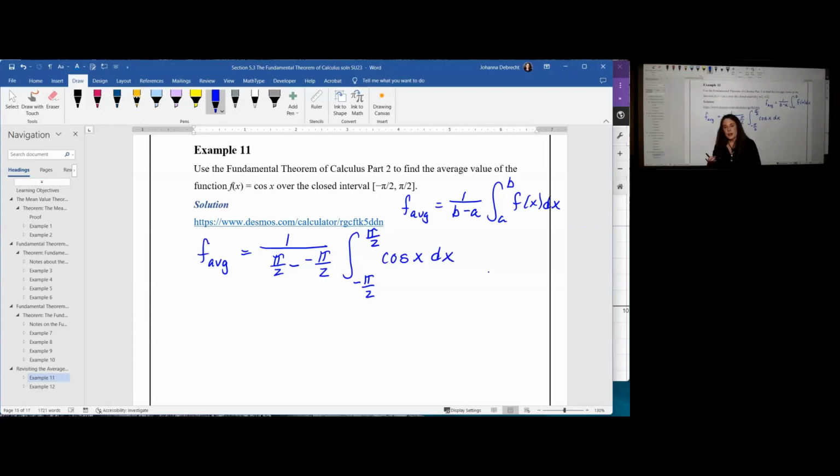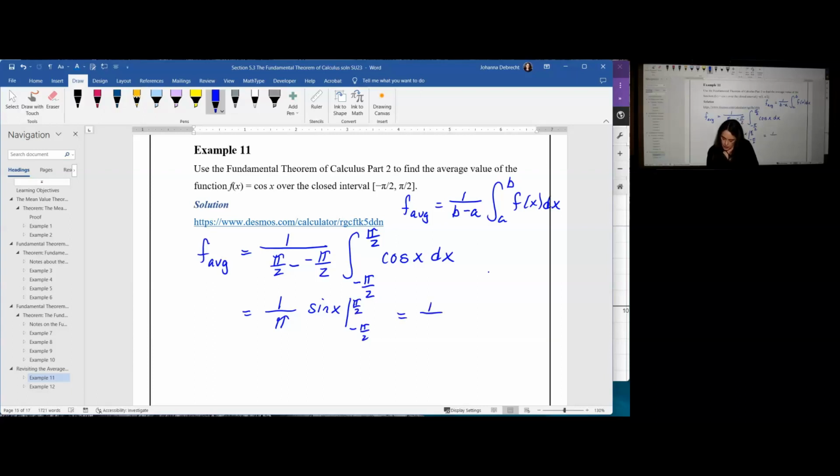Remember that the variable that you use in a definite integral is actually a dummy variable. I could have written cosine of t dt, or cosine of happy face d happy face. It won't affect the fact that the independent variable is still x. Let's now find an antiderivative function for cosine. An antiderivative function for cosine is sine. Then we evaluate between the limits of integration.